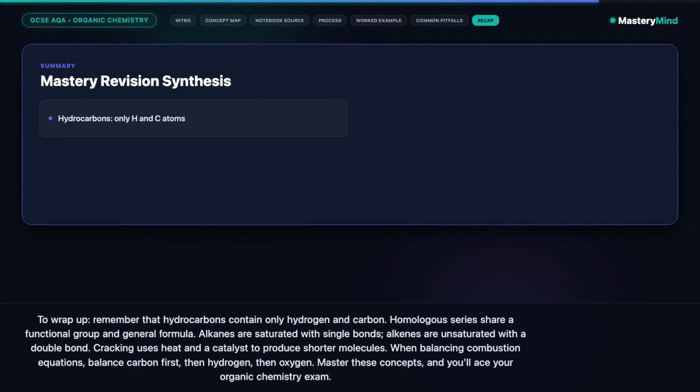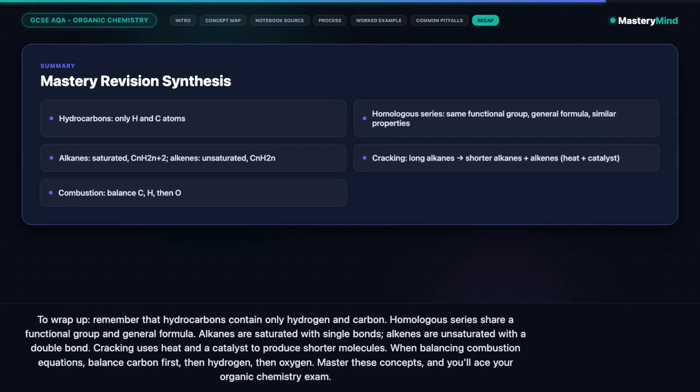To wrap up, remember that hydrocarbons contain only hydrogen and carbon. Homologous series share a functional group and general formula. Alkanes are saturated with single bonds, alkenes are unsaturated with a double bond. Cracking uses heat and a catalyst to produce shorter molecules. When balancing combustion equations, balance carbon first, then hydrogen, then oxygen. Master these concepts, and you'll ace your organic chemistry exam.